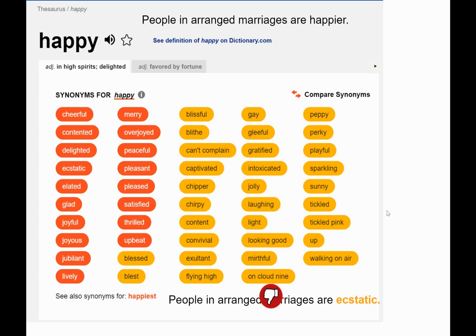They don't know what it means, and it makes your writing worse if you put a word in there and you don't know what it means and it doesn't make sense. So instead, you would want to change it to people in arranged marriages are more satisfied, because you'll notice right here it says satisfied, but the original word was happier, which means more happy. So I just added more in front of this, more satisfied, and it makes sense.